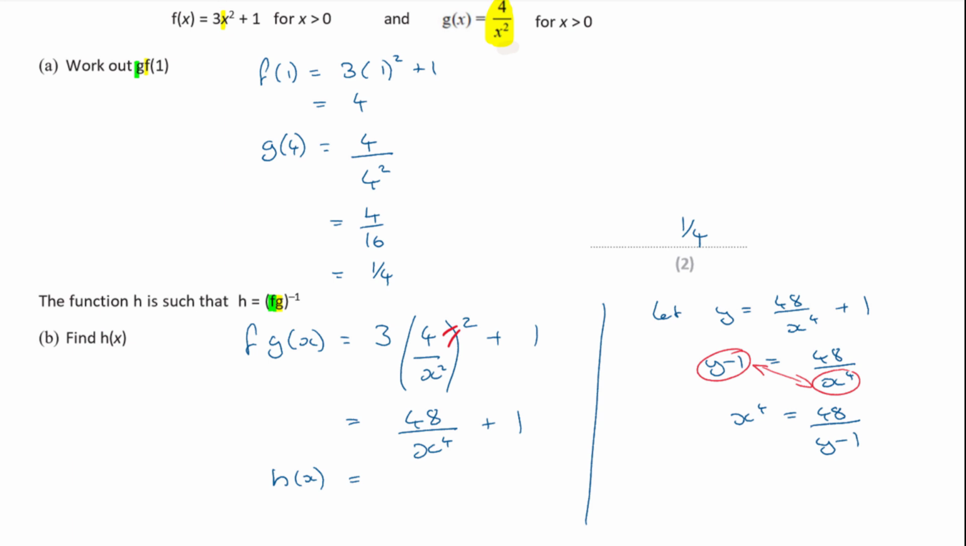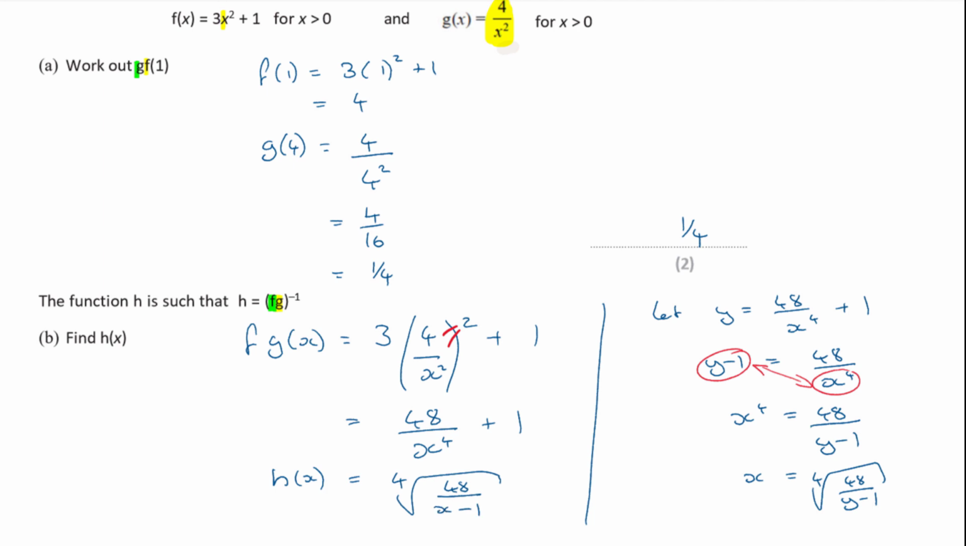And then to get x by itself, I'm going to have to take the fourth root of that. So x is going to be the fourth root of 48 over y minus 1. Okay. Now, in order to find the inverse function h of x, I'm going to take the format of that answer, but I'm going to replace x with h of x, and I'm going to replace y with x. So h of x is going to be the fourth root of 48 divided by, I'm just going to write x instead of y, x minus 1.